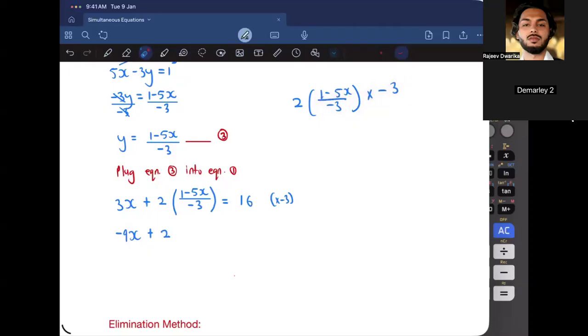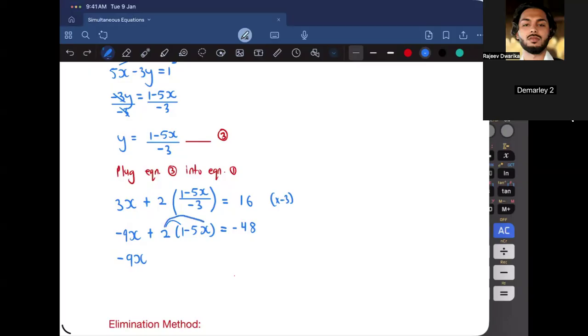So we begin with 2 times 1 minus 5x, and that's in brackets. Then we multiply the right-hand side by minus 3. 16 times minus 3 is minus 48. So now we have to expand the brackets, and we're going to multiply everything by positive 2.